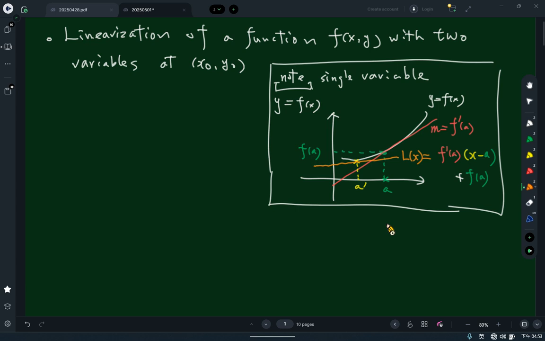So if we encounter a two-variable function, that means z is equal to f of x y, the linearization for a two-variable function will be L of x y. See, there are two variables. It is equal to f of x0 y0 plus f partial x of x0 y0 times x minus x0.